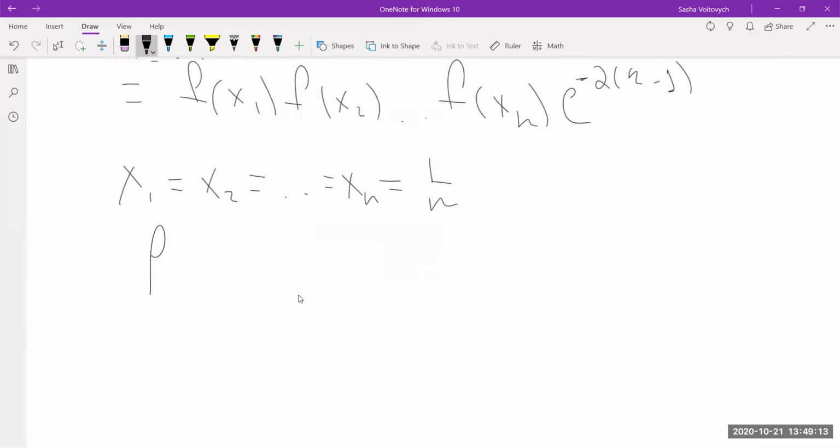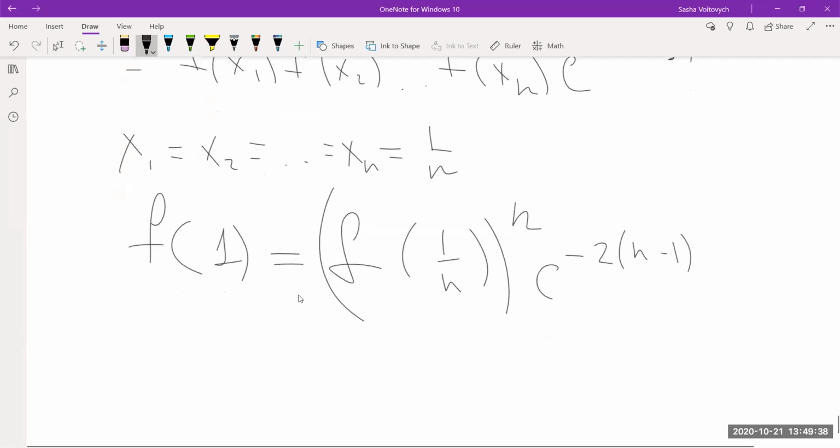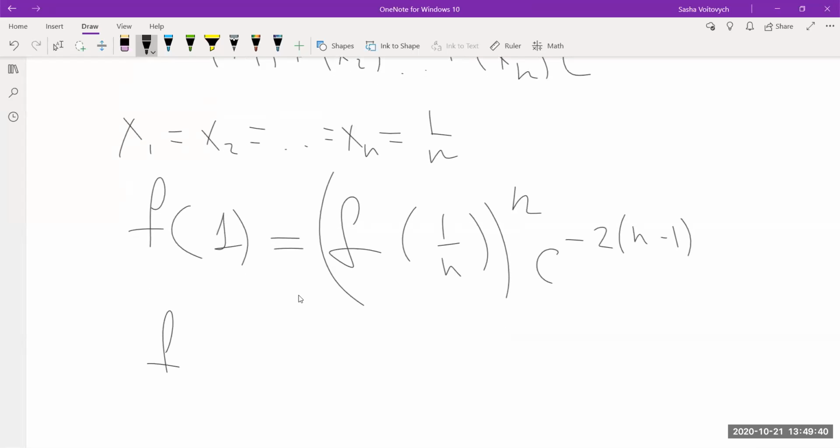Then f of their sum will be 1. It is equal to f of 1 over n to the power of n times c to the power minus 2 times (n minus 1). So f of 1 is equal to c. Then f of 1 over n to the power of n is equal to c to the power of 2n minus 1.